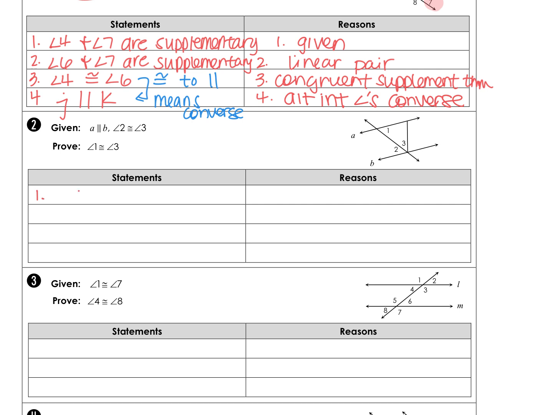So I have number 1 as A is parallel to B, and number 2 as angle 2 is congruent to angle 3. And those are both given.